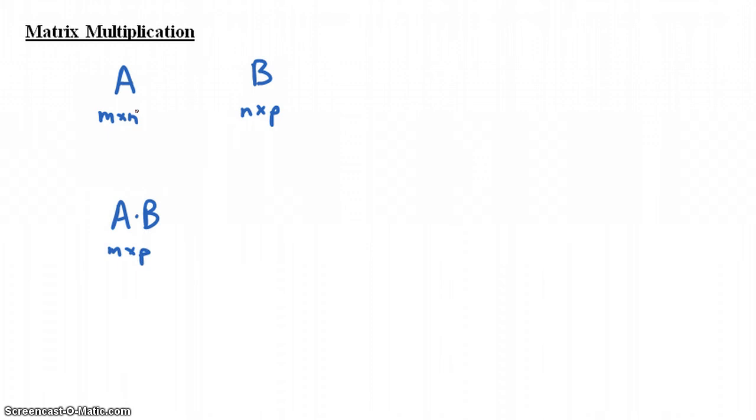Now the thing to notice is that the N here, I chose the same letter N for the number of columns of A and the number of rows of B. Those have to be equal in order to be able to define A times B. And notice A times B ends up being an M by P matrix. If these two numbers are different, then you cannot multiply the two matrices. That's different than multiplying numbers. You can always multiply two numbers together, but you can't always multiply two matrices together.